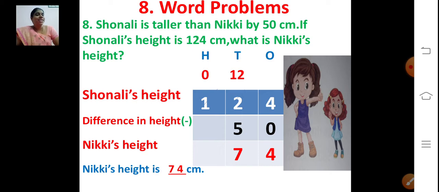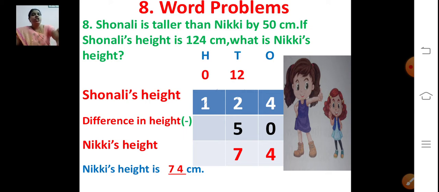If Shonali's height is 124 centimeter, so we know Shonali's height, and we have to find out Nikki's height. What do we have to find out? Nikki's height. We know Shonali's height and we know the difference between them. How to find out? We are going to subtract these two. Shall we do it now?